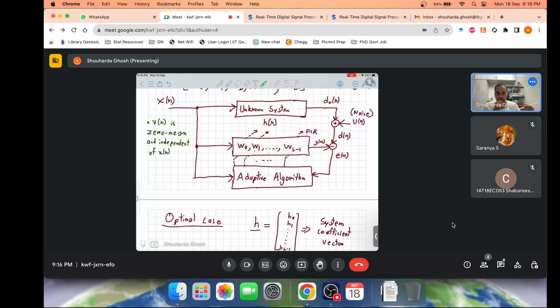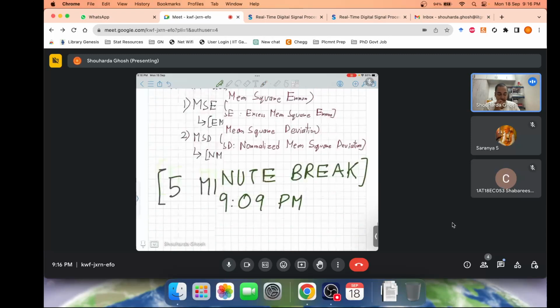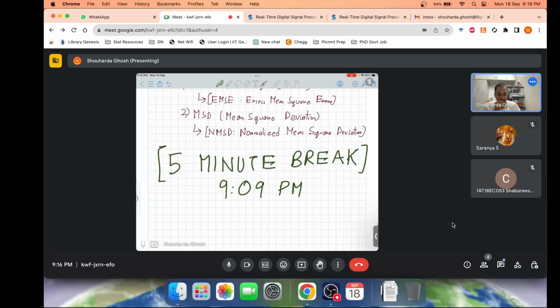So that's the principle used in a lot of noise cancellation earphones as well. Maybe we will not discuss this here, but essentially the principle is the same. Let me remove this thing.